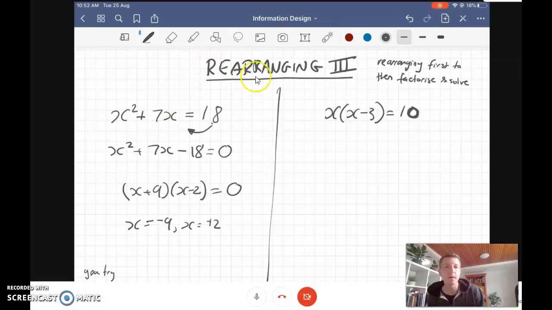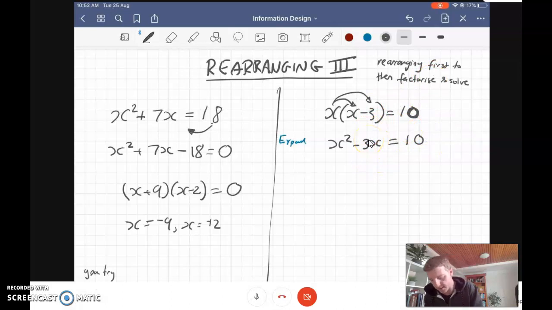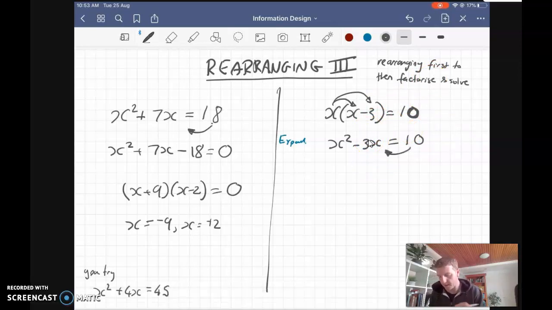Sometimes we get something like this where I can't just move the 10 across, because I need to first expand the side. So in this example, my first step is going to be to expand. If I expand this, it means I'm multiplying the outside by the inside. I'm going to get x times x is x squared, and then x times negative 3 will be minus 3x, equals 10. Now I can rearrange this to make it equal 0 by moving that 10 across. So I'm going to get x squared minus 3x minus 10 equals 0.